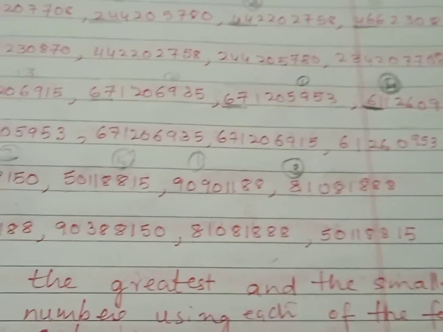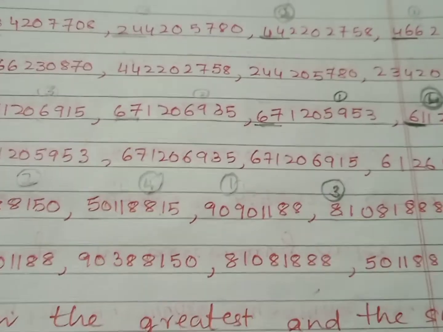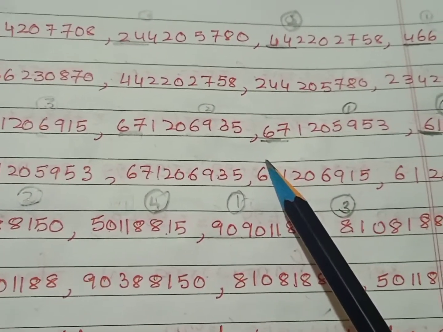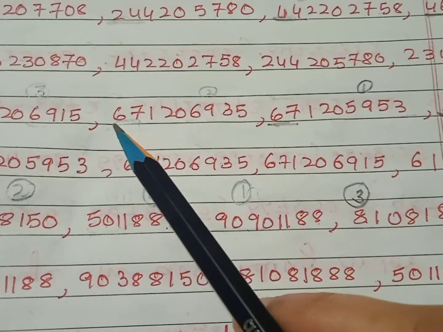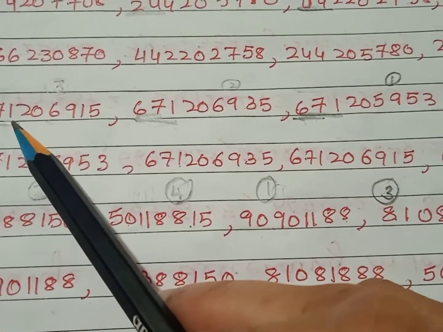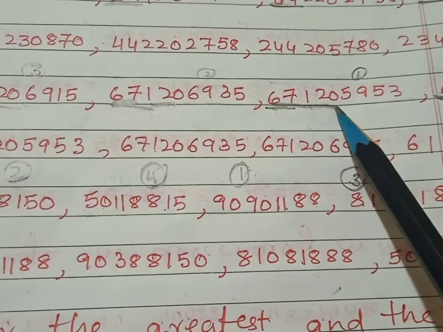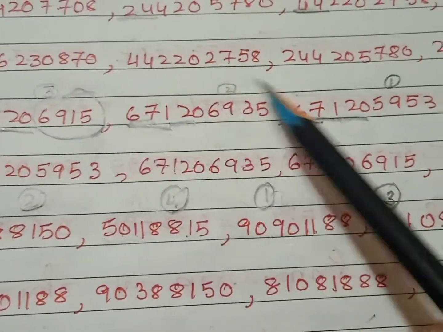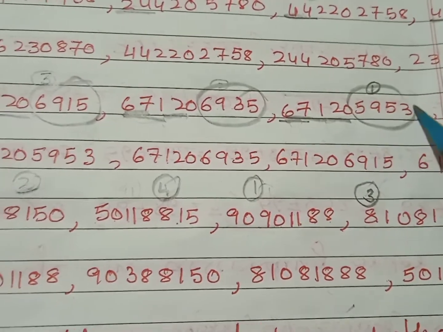After that, let me see what are the rest of the numbers. Okay. 67, 67, 67. So let's go for the next digit. Next is 671. 671. Same for all. Okay. Next is 20, 20, 20. Same. I think the last 4 digits will be the decider. Here, the last 4 digits are different.